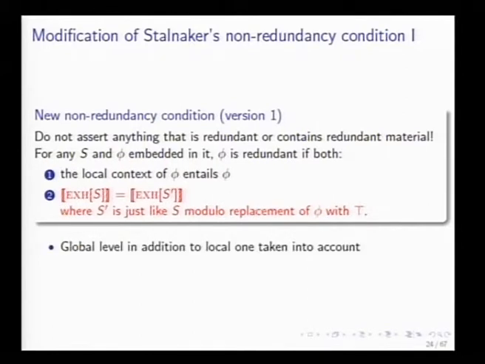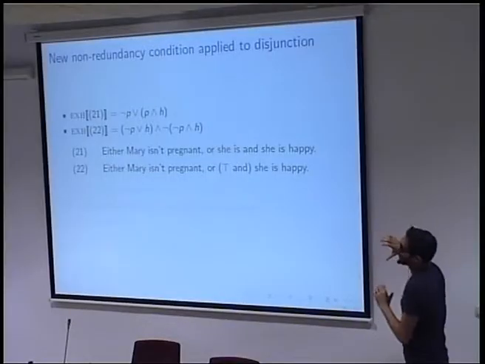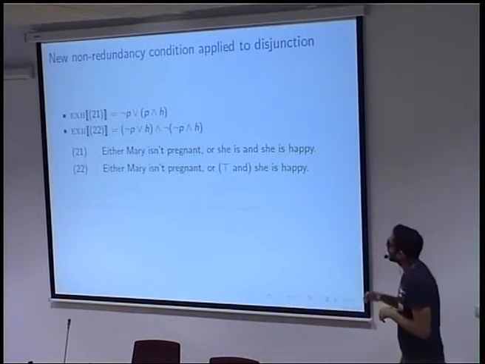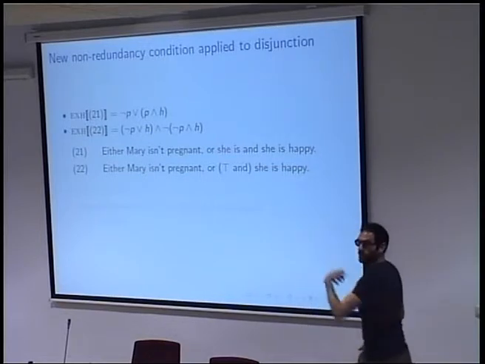Okay, so what we're doing here, we're considering the global level in addition to the local one. Let me show you how this works for the basic case. Now we have to compare either Mary's pregnant or she is and she's happy to the same sentence where we replace the locally redundant part with a tautology. So something like 22, where this T denotes tautology. We have to compare in particular the exhaustification of 21 and 22. We know the exhaustification of 21 is just vacuous, as we saw before, and it's easy to show that the exhaustification of 22 is simply that of a simple disjunction, so you get the exclusive interpretation.